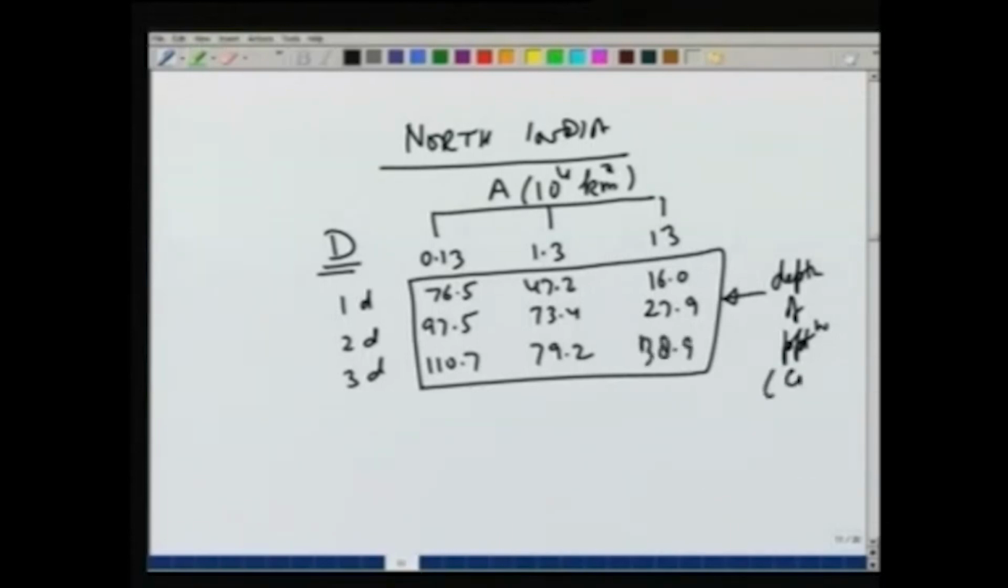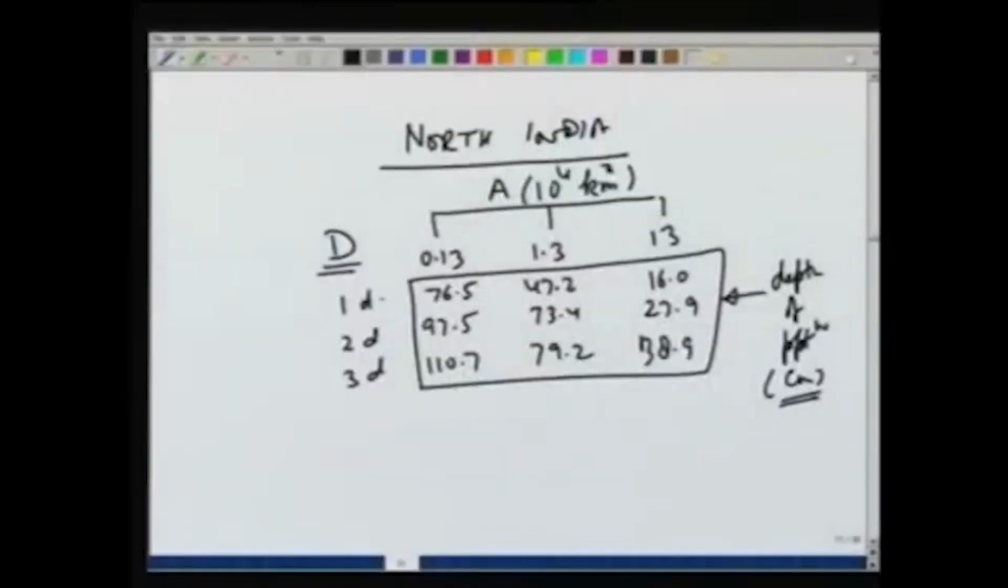These are in centimeters, and this is based on severe storms occurring in that area. You can see that if a storm occurs for 1 day over a small area of 0.13 × 10^4 square kilometers, we can expect a rainfall of depth 76.5 centimeters.